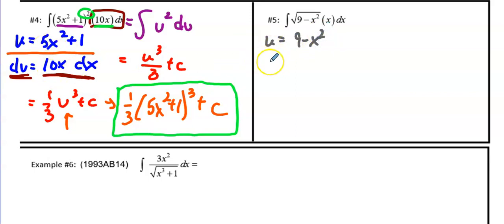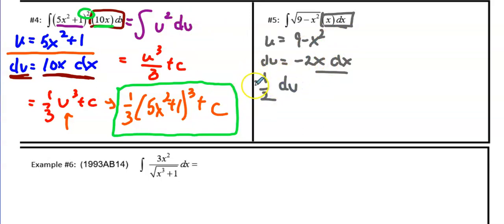And just like in the previous example, I'm going to do du is equal to, well, the derivative of 9 is just 0. Derivative of negative x squared is going to be negative 2x. And just like before, ladies and gentlemen, I'm going to always write the dx out because that's going to be matched to what we have right here. So we have the x and the dx. All we have to do, because remember, we're eventually going to substitute for du, is divide by negative 2. And so we're going to get negative 1/2 du is equal to x dx.